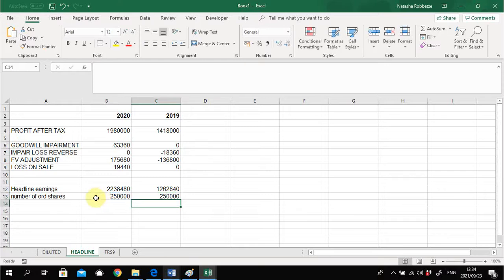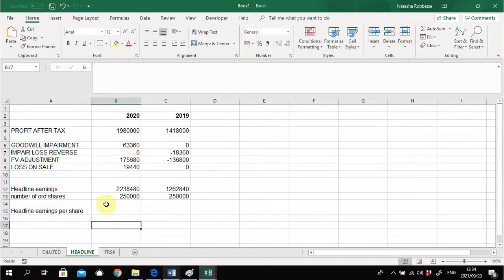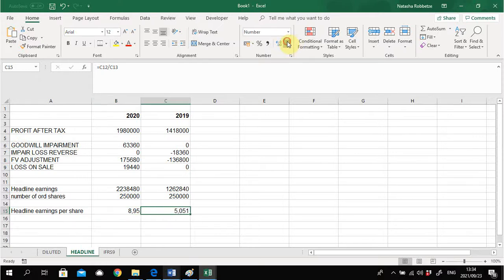And then we're going to calculate the headline earnings per share, which is the headline earnings divided by the number of shares. And the same for 2019. And then both just need to be rounded to 2 decimal places. And there we go, our headline earnings per share calculated as per required B, and we have done comparatives.